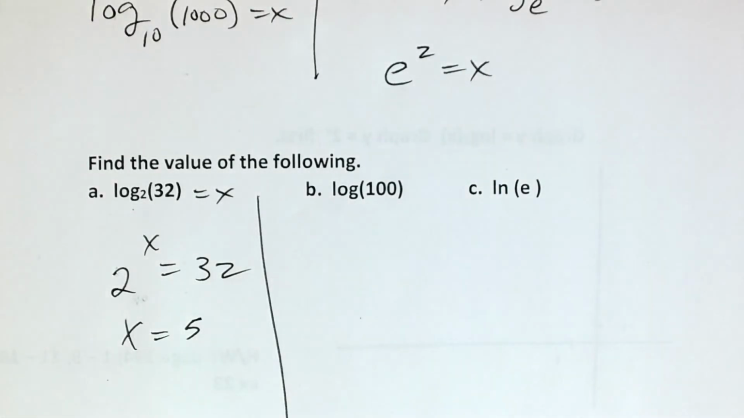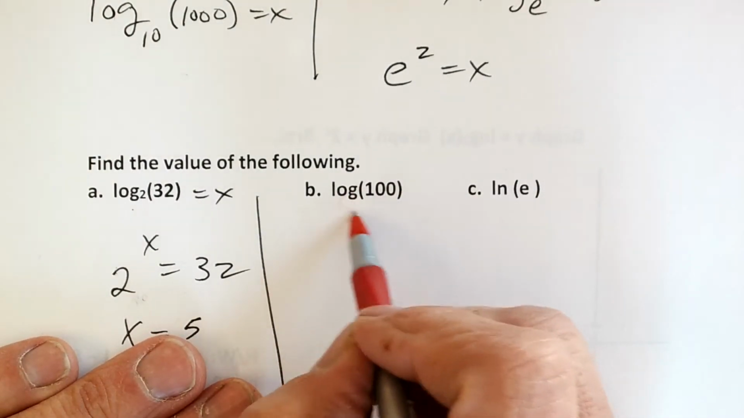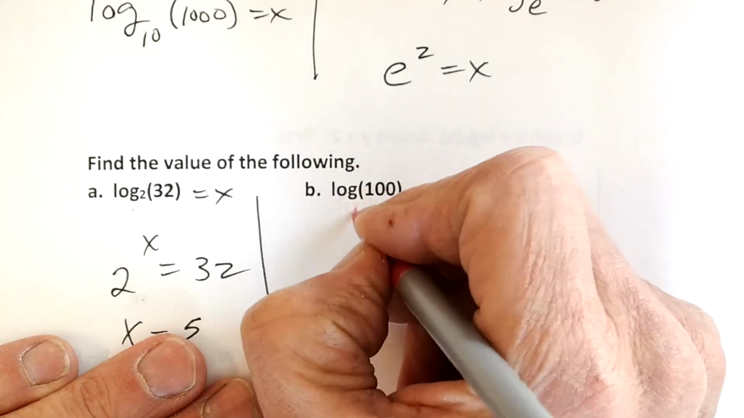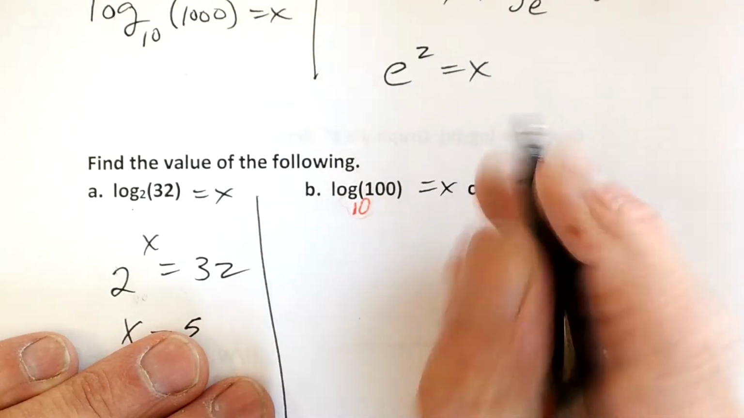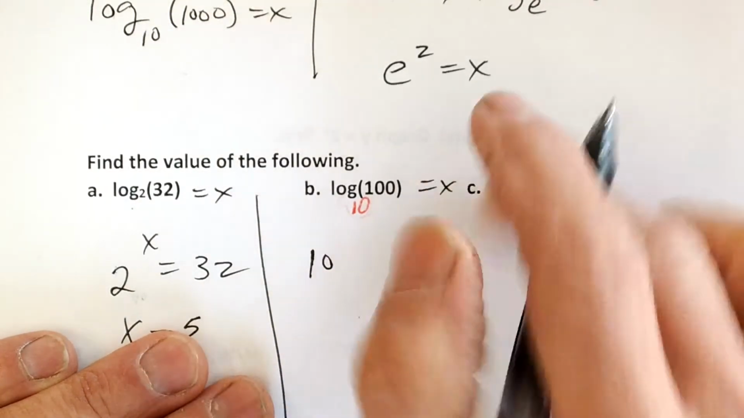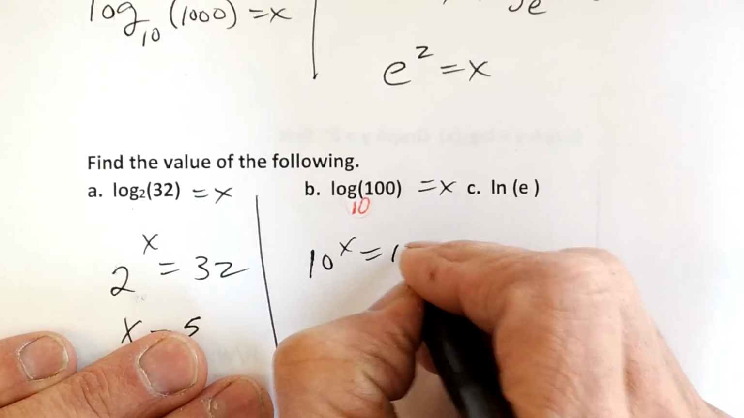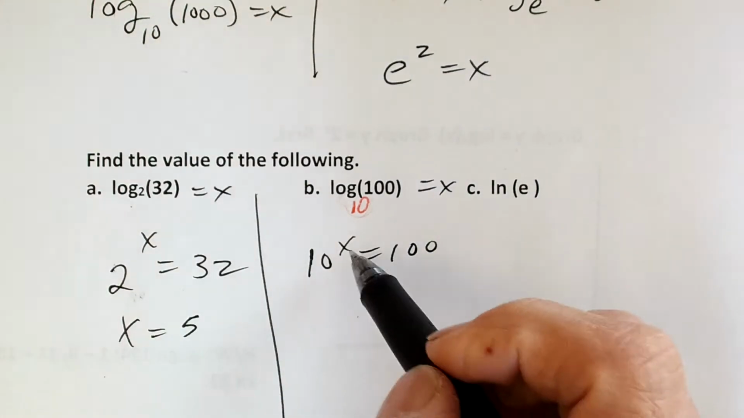Okay, let's do B. What's my invisible base? I don't see a base. What's my invisible base? 10. Thanks, Dallin. It is 10. So if I set this equal to x, I can solve. So I'll go 10 to the x power equals 100. Okay, so 10 what? What's x have to be? Come on. 10 to what power equals 100?